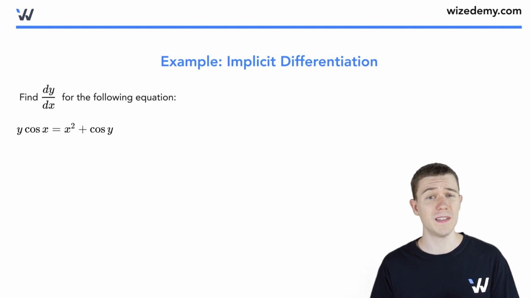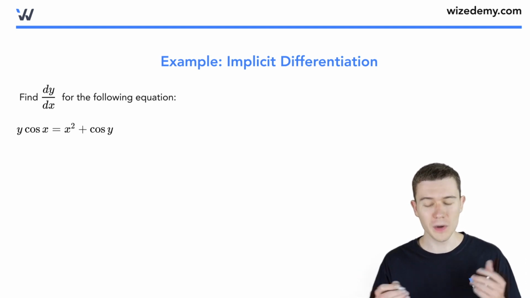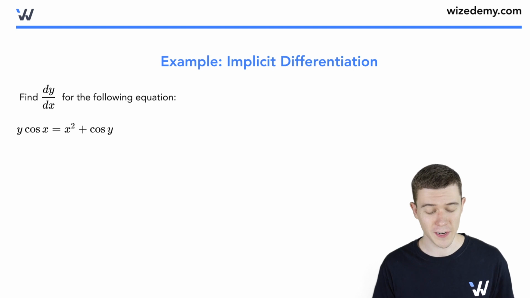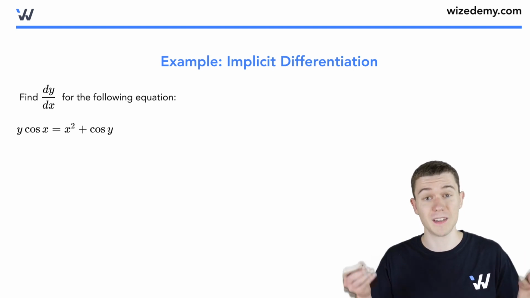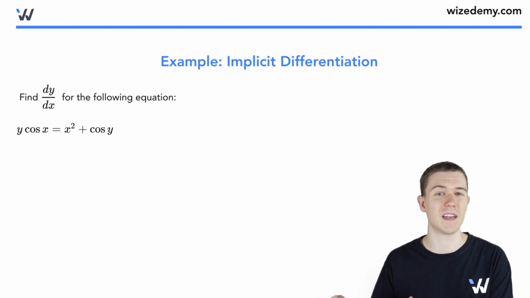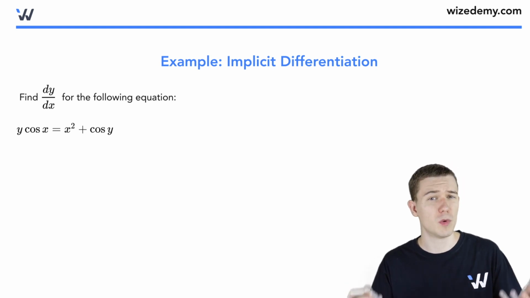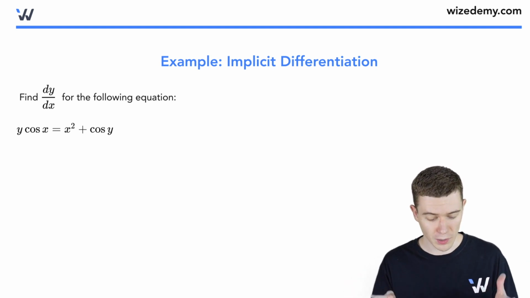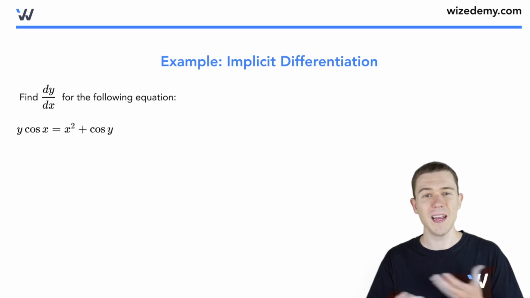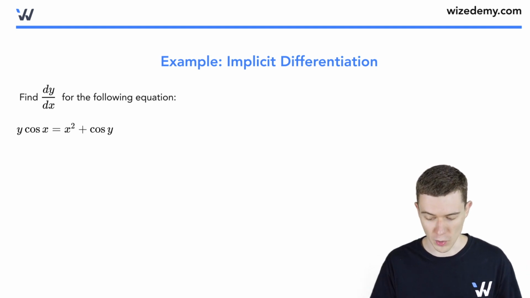We'd like to find dy dx, the derivative, and we're going to have to use implicit differentiation because this equation is an implicit function. We can't necessarily solve for y, or it would be really hard to do so. So let's go ahead. Step 1, take the derivative of both sides of the equation.